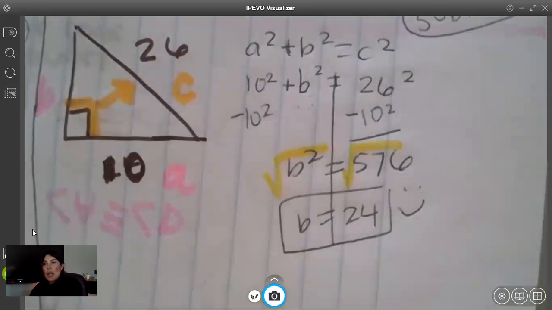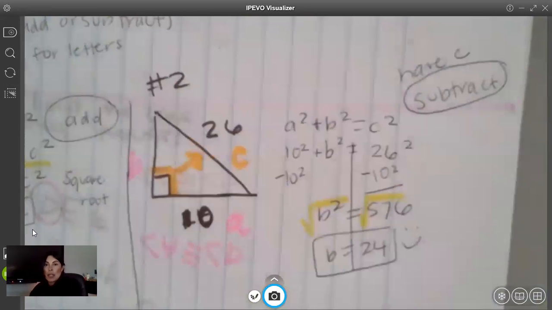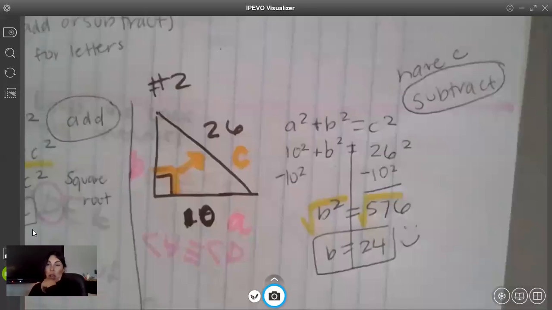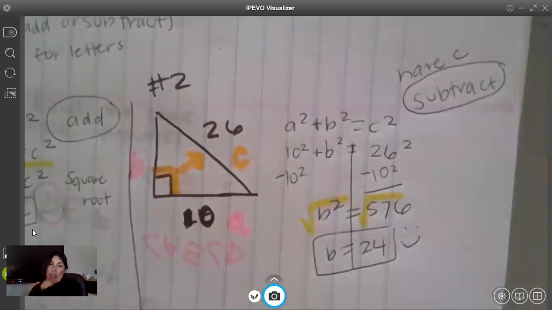This one I had to subtract because I had the C. The other one, because I can't add those two numbers, that's when I subtract. When I can add the two numbers, I add them and then take the square root. So that's all for page 72. This is Pythagorean Theorem. See you next time.